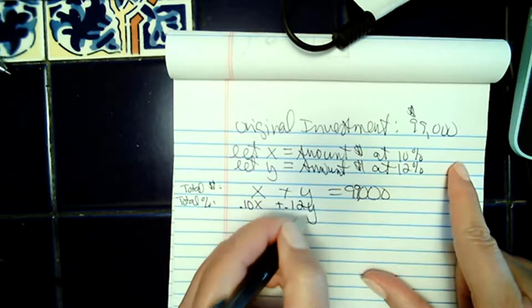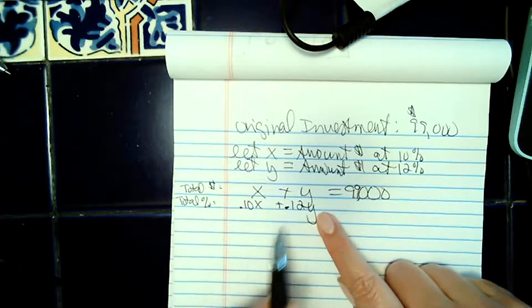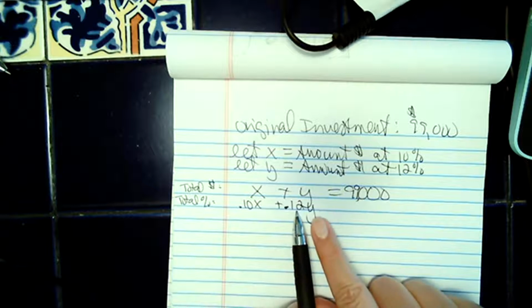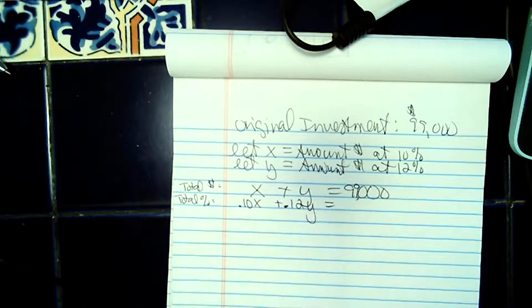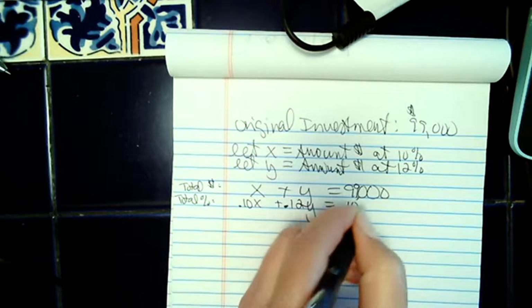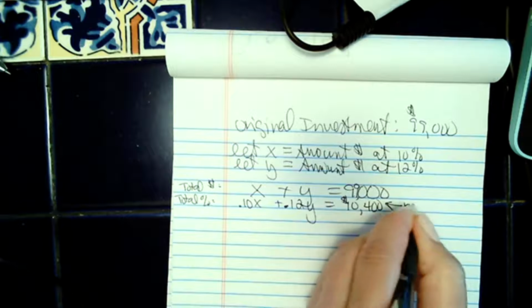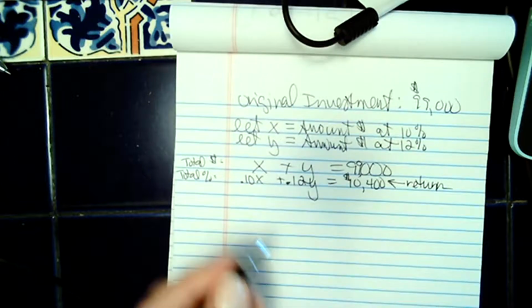Same thing for the 12%. That's 0.12 times however much you invested at 12%. So this is going to give me 10% of one amount. This is going to give me 12% of the other amount. And I want these two amounts to add up to the total interest they wanted, which was $10,400. That was the total return that they wanted. So that's it. Once you've got your matrix, you can solve it by hand.